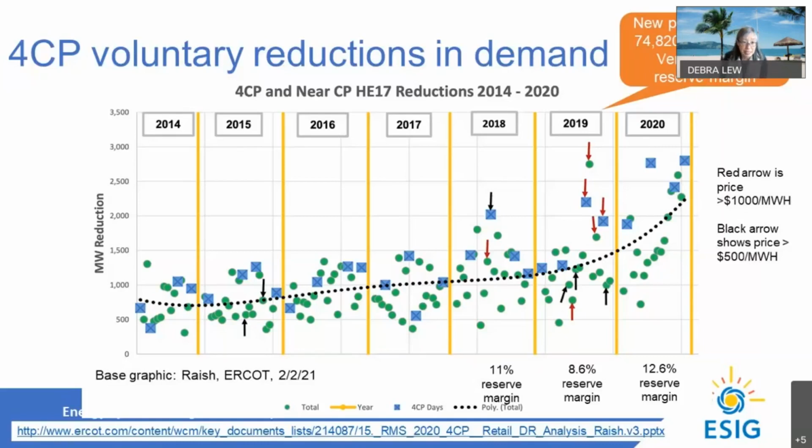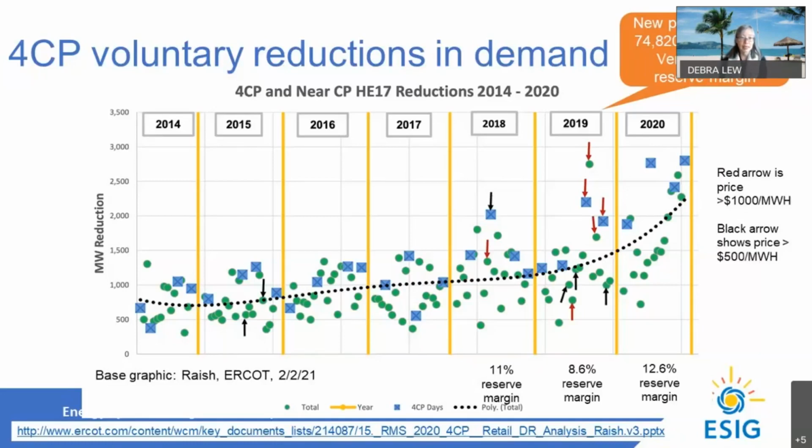And I want to, in particular, call your attention to the summer of 2019. If you remember back then, ERCOT had an 8.6% capacity reserve margin. That's really low. California, for example, runs at a 15% reserve margin. A lot of places do. Also in that summer, ERCOT reached a new record demand, 75 gigawatts, and they met that without having any rolling blackouts. And a lot of this is due to these voluntary reductions in demand.